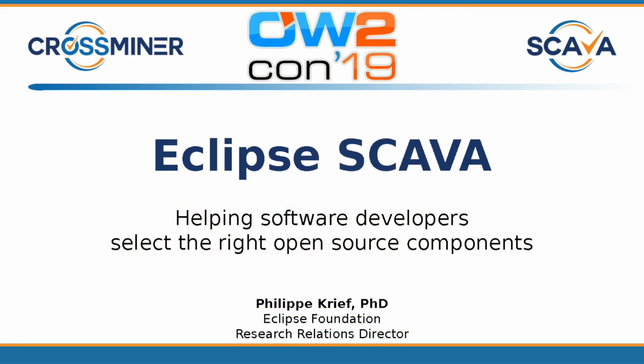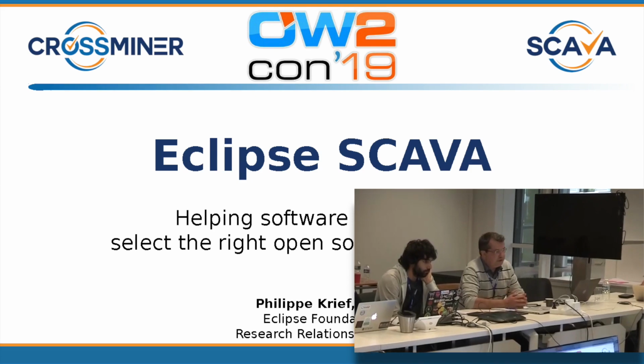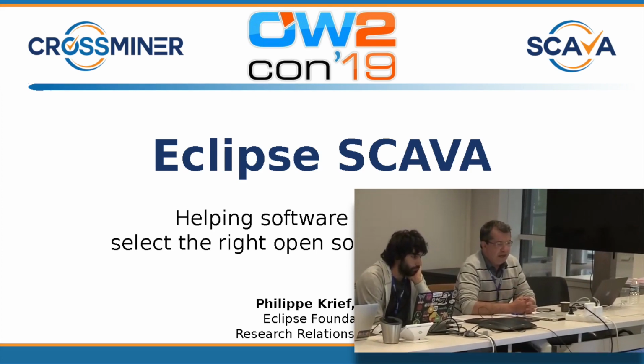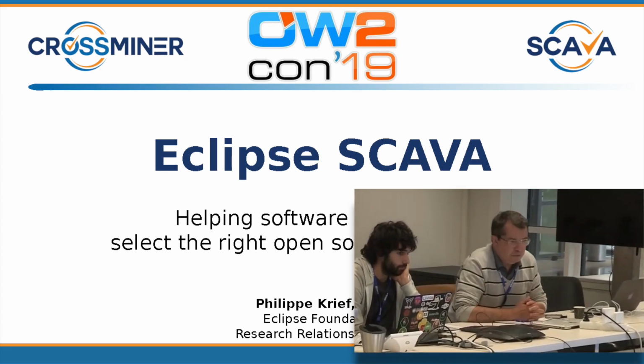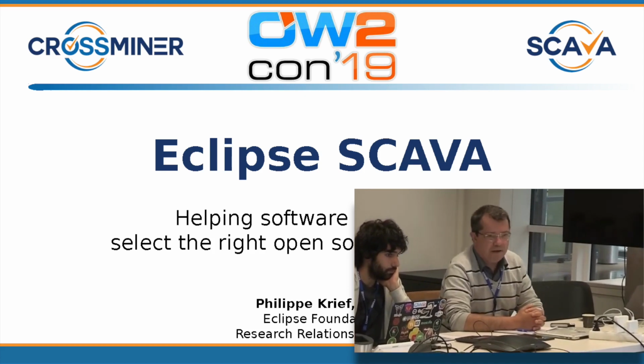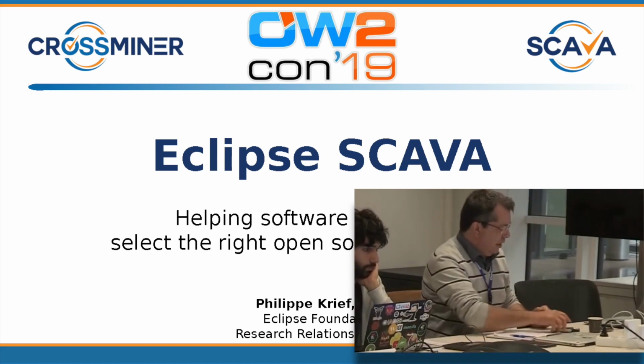You will see I will switch back and forth between two names, Crossminer and SCAVA. SCAVA is Eclipse SCAVA, the open source project attached to this European project, which is Crossminer. Crossminer will finish at the end of this year, and SCAVA, we hope, will survive and continue to grow in the years to come.